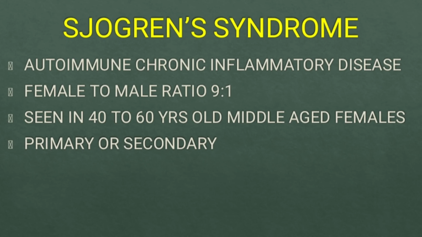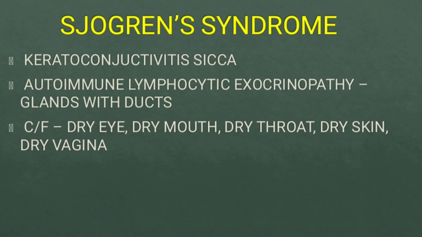Sjogren syndrome can be of two types, that is primary Sjogren syndrome and secondary Sjogren syndrome. Primary Sjogren syndrome is not associated with any other connective tissue disorders, whereas secondary Sjogren syndrome is associated with other connective tissue disorders like rheumatoid arthritis or SLE. Rheumatoid arthritis is more common than SLE. Sjogren syndrome is otherwise called keratoconjunctivitis sicca because it is an autoimmune lymphocytic exocrinopathy which involves the glands with ducts.